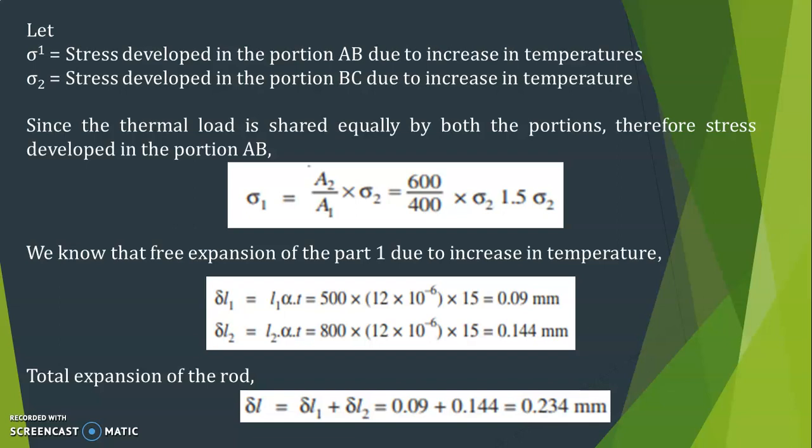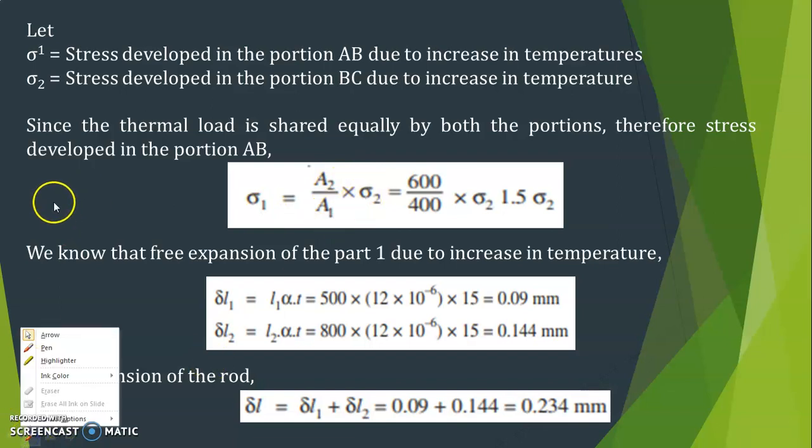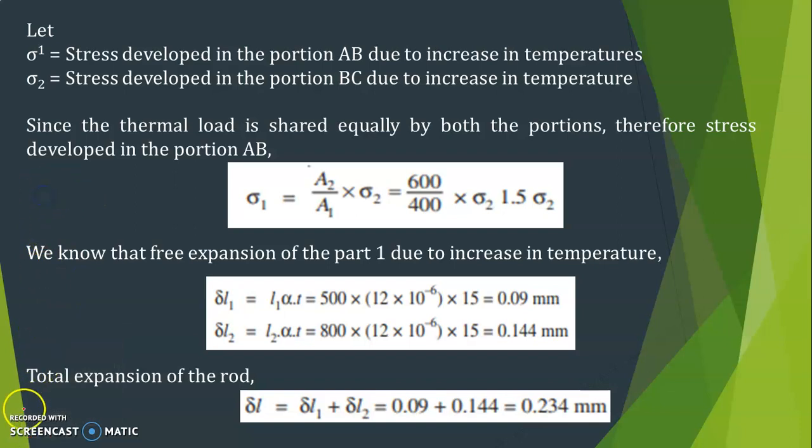So load is equal to stress into area. So now sigma 1 A1 is equal to sigma 2 A2. So we can write sigma 1 is equal to A2 divided by A1 into sigma 2. Okay, I'll write in terms of sigma 1. So sigma 1 is equal to A2 divided by A1 into sigma 2. Okay, that's why it is written like this.